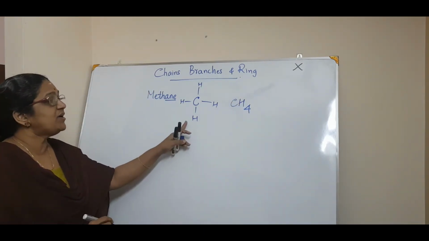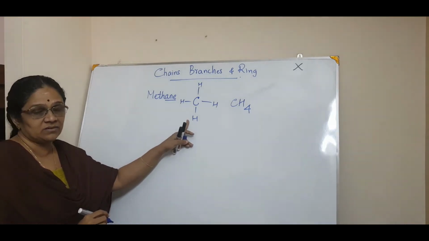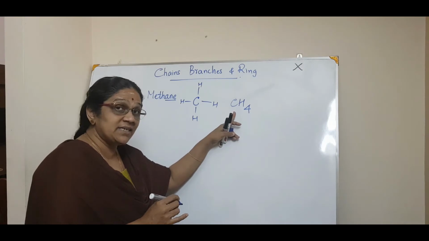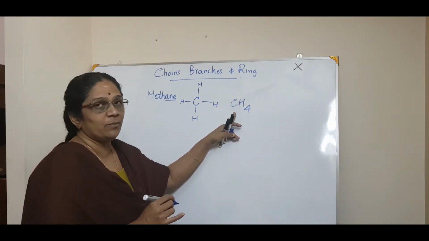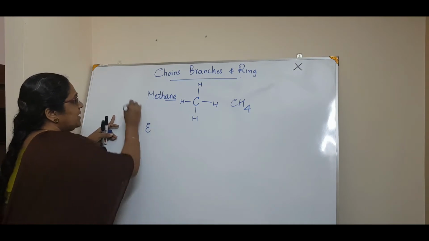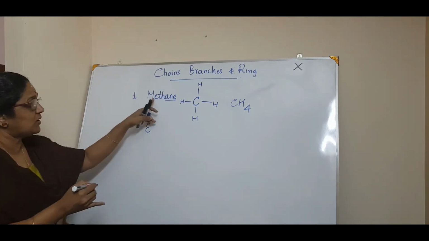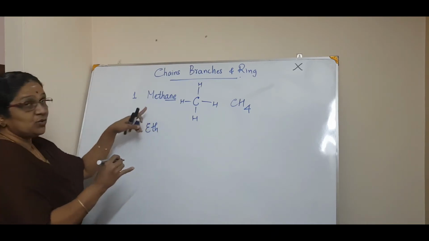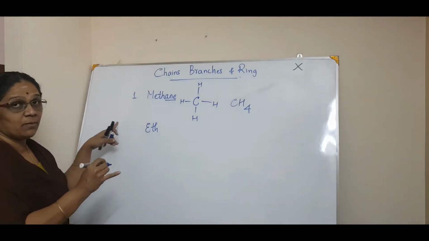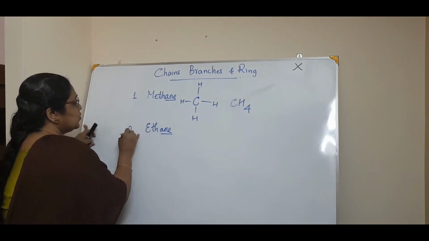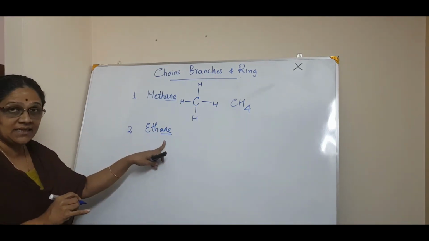You can't write every time this structure. It's not possible. So you have a formula. This is called a condensed formula or simply formula. Now the second is eth. If the first one carbon atom is called meth, the second is eth, isn't it? And you are only talking about saturated compound, that is alkane. So it will be ethane, 2 carbon atoms.